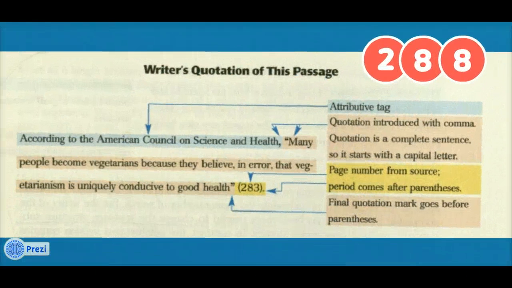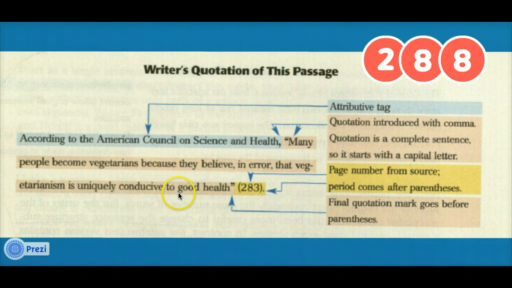Next thing to look at is the punctuation. If you're quoting directly from the source and you're not patch writing, you're being very careful to exactly quote what came from the source, there are some rules for that. You'll notice that there's the attributive tag, which is again just saying where the source came from, according to the American Council on Science and Health. Then you put a comma here to offset, to say I'm ready to set up my quote. Then you put the quotation marks to say this is a direct quote. There's a capital M because you're quoting the entire sentence. So you go ahead and stick in the capital M here.